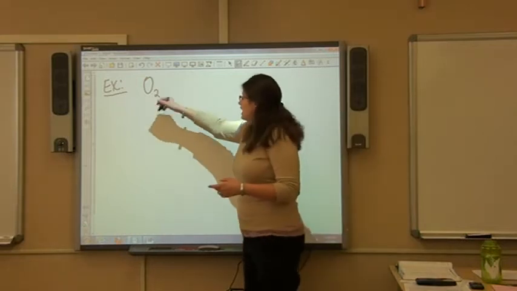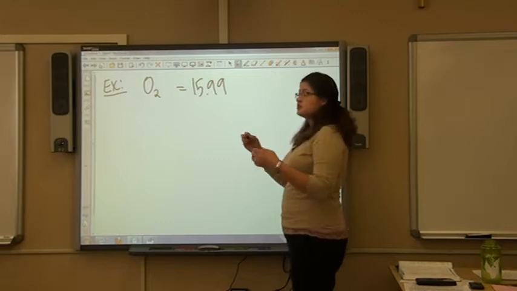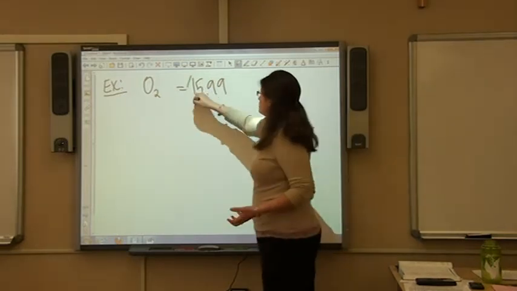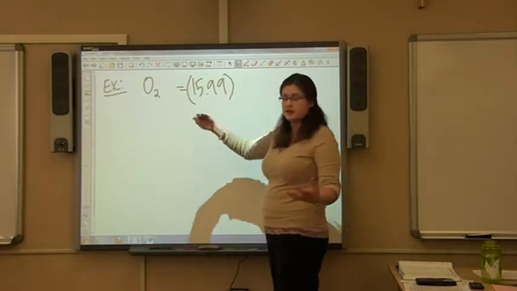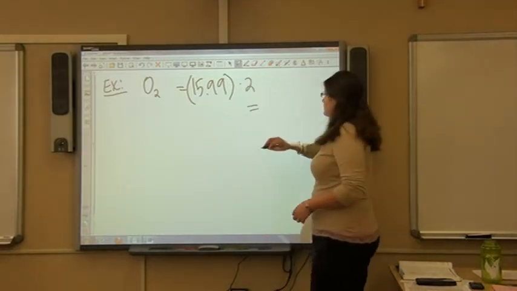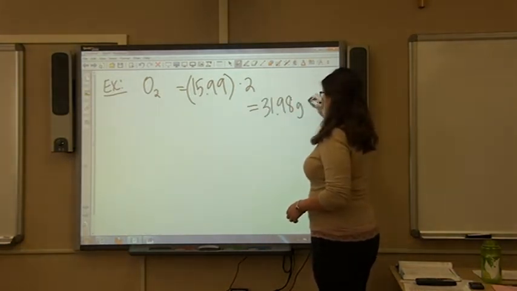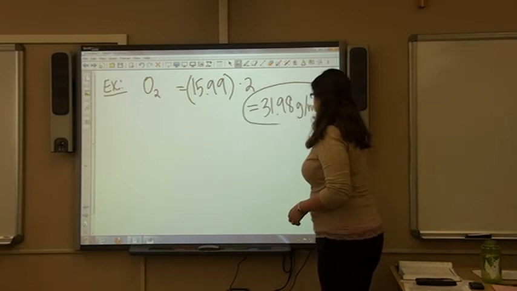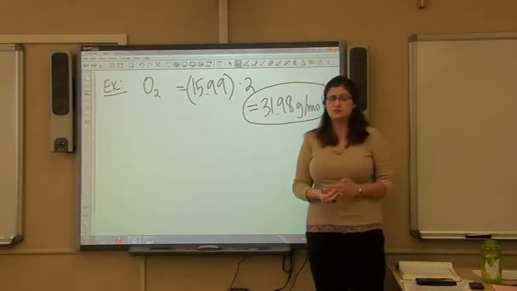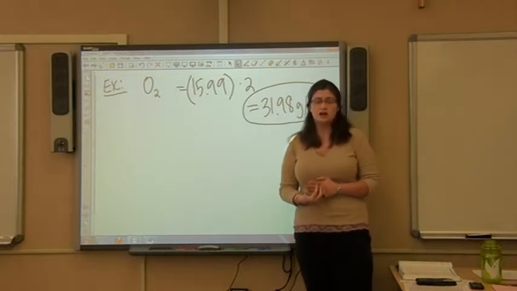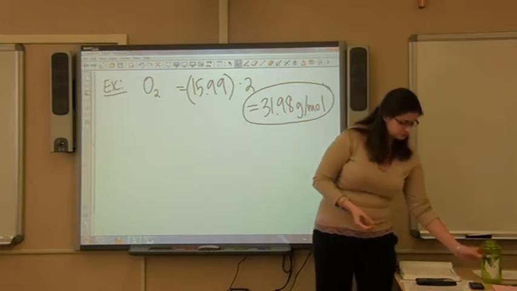So here you have oxygen, 15.99, but there are two of them. So we're going to multiply this mass number from the periodic table by 2. And then we get 31.98 grams per mole. Remember that grams per mole is your unit, and yes, you have to have that unit on anytime you're collecting or calculating molecular weight, otherwise it is wrong.